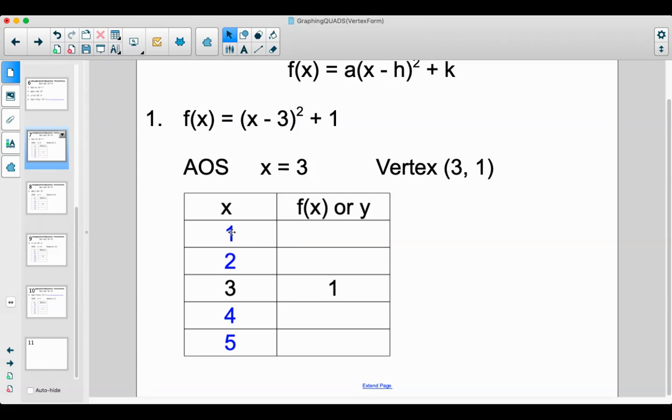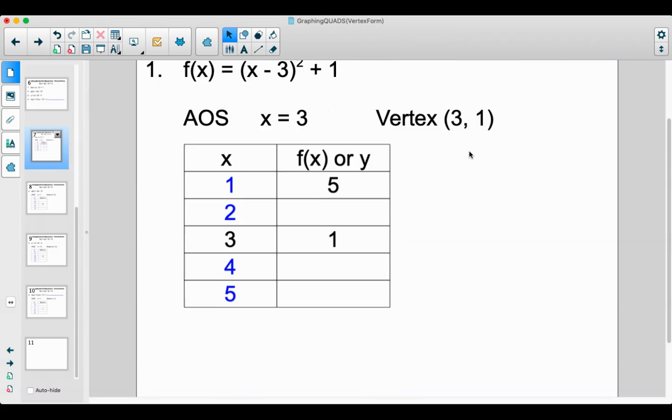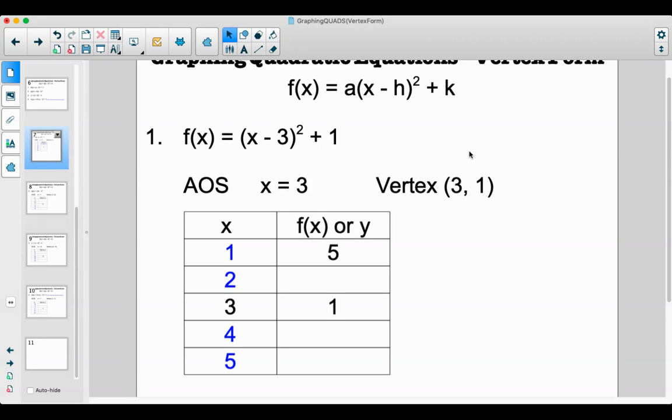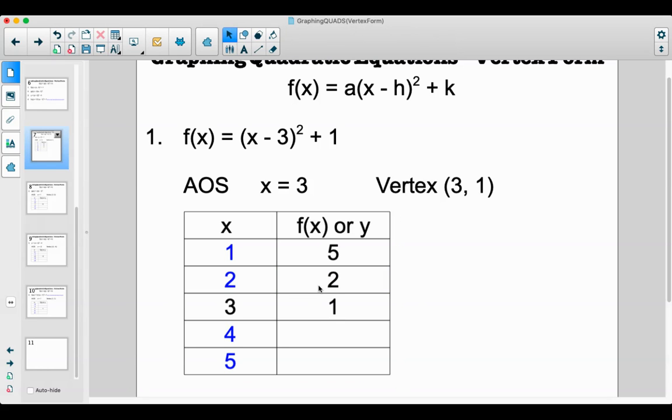So if I plug 1 into the equation, 1 minus 3 is -2. -2 squared is 4. 4 plus 1 is 5. If I plug in 2, 2 minus 3 is -1. -1 squared is 1. 1 plus 1 is 2. That should mean, if we do things correctly, 4 is going to also get us a 2, and 5 should get us 5. 4 minus 3 is 1. 1 squared is 1. 1 plus 1 is 2. That's a good sign. And then 5 minus 3 is 2. 2 squared is 4. 4 plus 1 is 5.